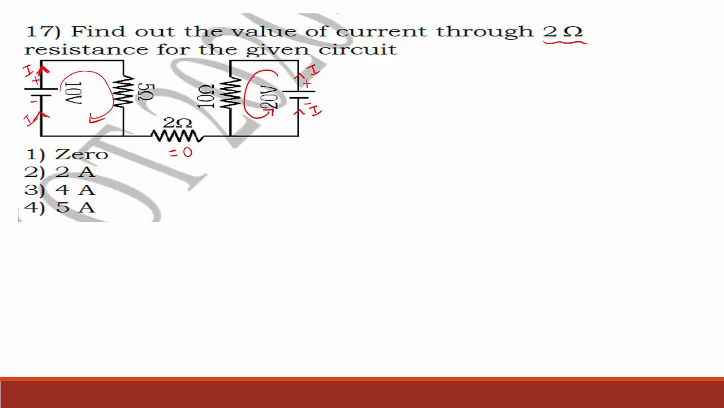Here it is the same, entering and exiting, the magnitude of current is the same. That's why at the 2 ohm resistor, the value of current is 0. So option 1 is right.